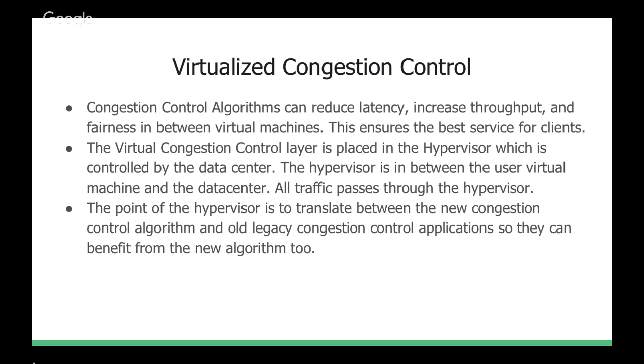Not all virtual machines will have the new congestion control algorithm. In order for old virtual machines to benefit from the new congestion control algorithm, we will need the hypervisor. The hypervisor is important because it translates the congestion control algorithm between the new congestion control algorithm and the virtual machines that don't have an algorithm, or even if they have their own algorithm. This means that it will seem as if all virtual machines that are connected to the data center will have the new algorithm.